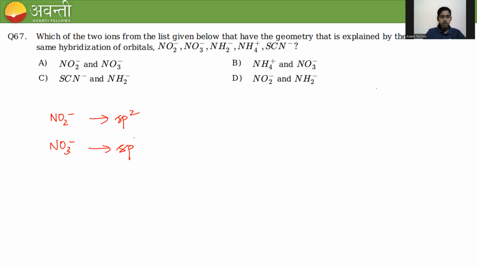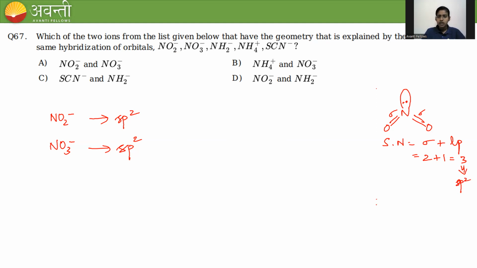This is sp2. NO2 means it is N double bond O, and the electron has been gained. The number of valence electrons for nitrogen is 5. So we have 2 sigma bonds and 1 lone pair. We all know the steric number formula, right? Steric number is equal to number of sigma bonds plus number of lone pairs. So we have 2 sigma bonds and 1 lone pair. The answer is 3. If the steric number is 3, then the hybridization is sp2.